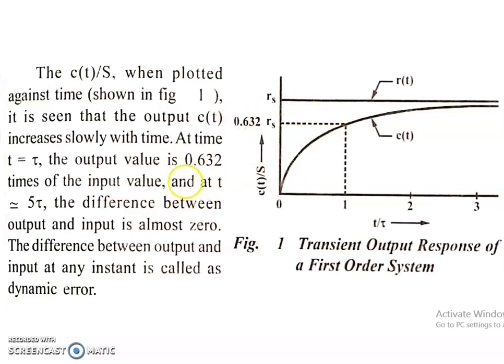So in this case, the difference between the output and input will be 0 when the t by tau value is equal to 5. The difference between the output and the input at any instant is known as the dynamic error. Thank you. We are closing this lecture.